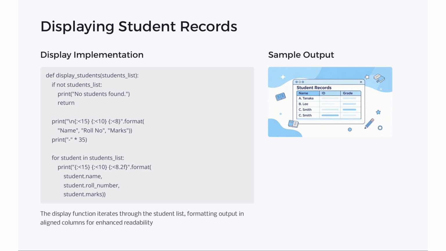The display function efficiently presents student records in a structured format. It checks if the list is empty, then prints headers for name, roll no, and marks. Each student's details are displayed in aligned columns, ensuring clarity and readability. This approach enhances data presentation, making it easy to review student information at a glance.